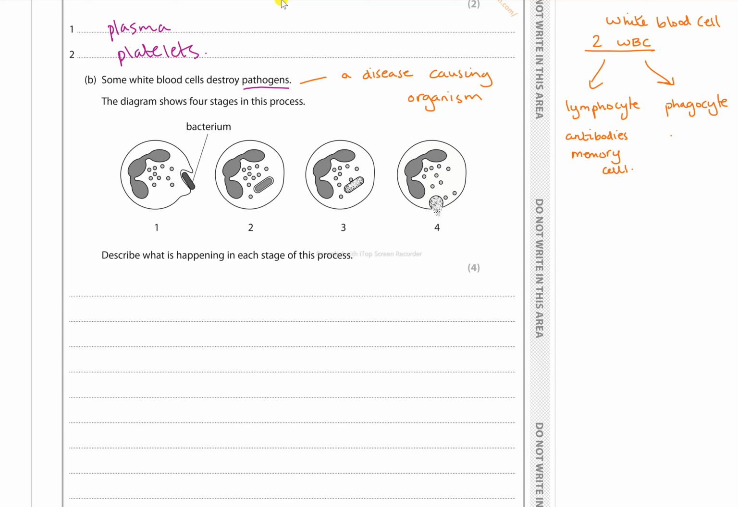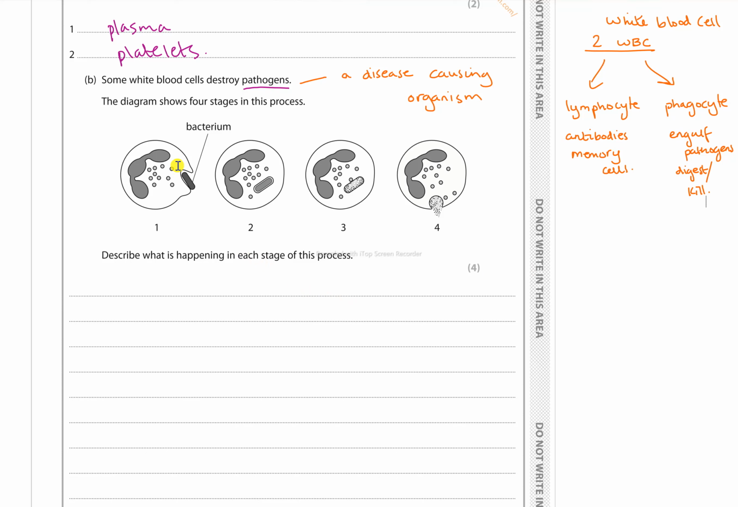Phagocytes engulf pathogens and then they kill them, digest or kill them, dispose of them. Right, so we need to describe what's going on.